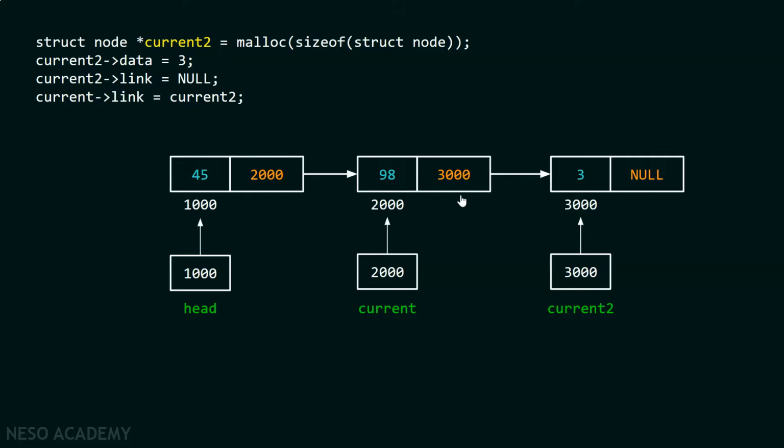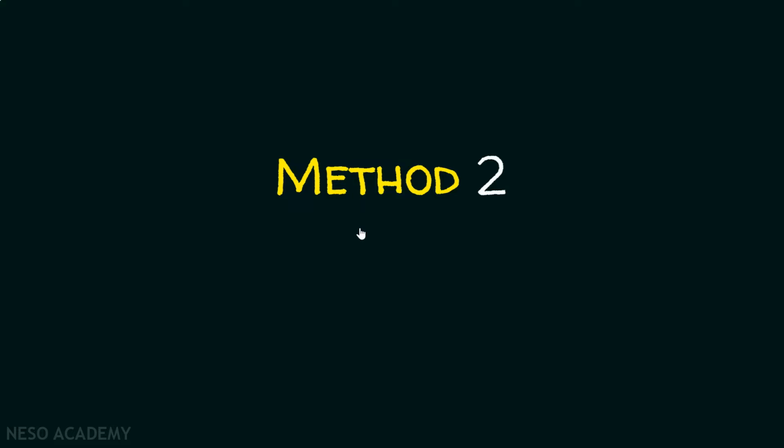Seems quite easy, right? But there is a problem with this method. Actually, we are unnecessarily using this pointer, that is current2. Imagine that you have to create a single linked list which contains 20 nodes. Now think about it. You have to create 20 different pointers for this. Isn't that an unnecessary wastage of memory? So here I'm going to discuss method number 2, which is much better than method number 1. So let's see what method number 2 is.